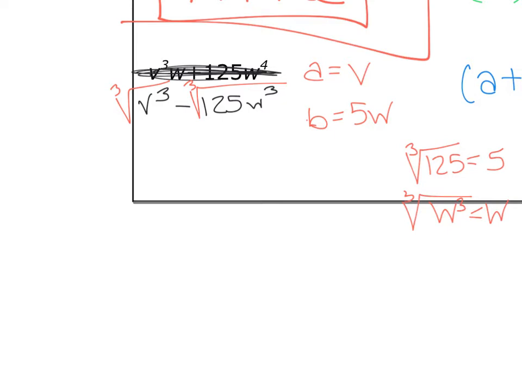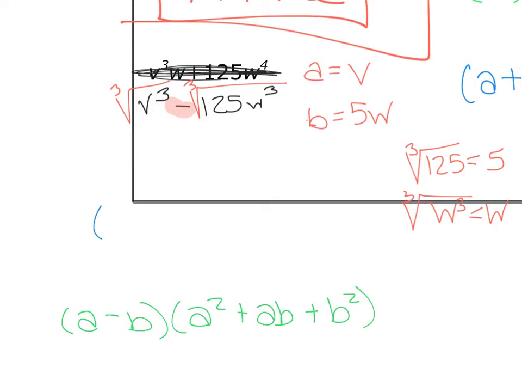Now we have a difference here because we have that minus in the middle. So our formula in this case is a minus b times a squared plus ab plus b squared. All right, so let's take our a minus b. So again, our a in this case is v. So we have v minus 5w, which is our b. And then we have a squared, so it's just v squared, plus a times b. So we have v times 5w.